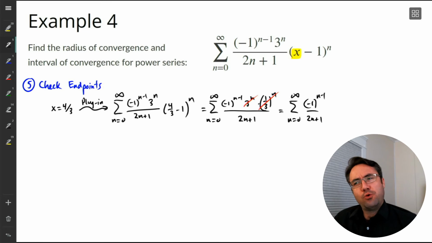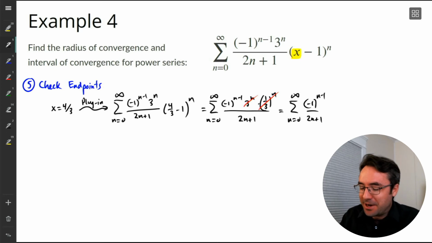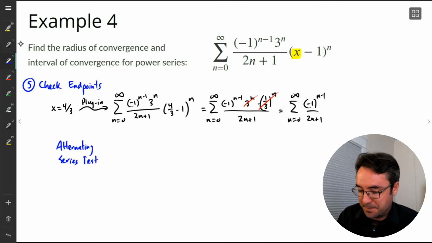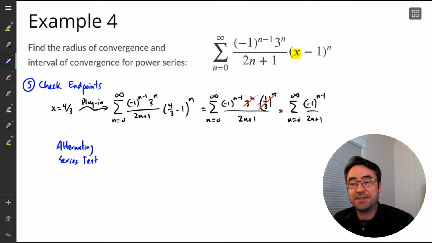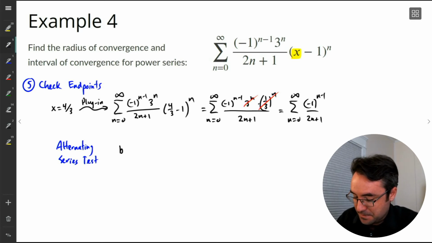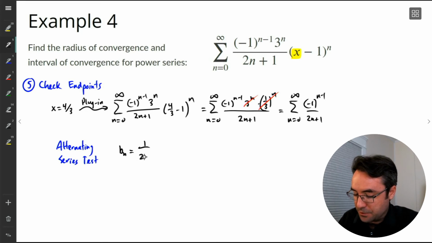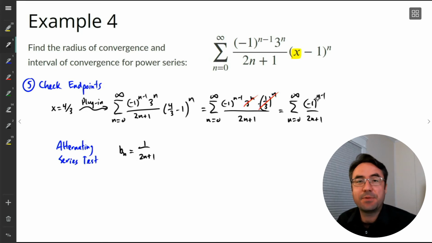So we've got to test that with the alternating series test. So let's do the alternating series test. The first step for our alternating series test is to figure out what Bn is. So it's everything without that alternating piece. So Bn is 1 over 2n plus 1. It's everything that's here except that alternating piece, that power of -1.